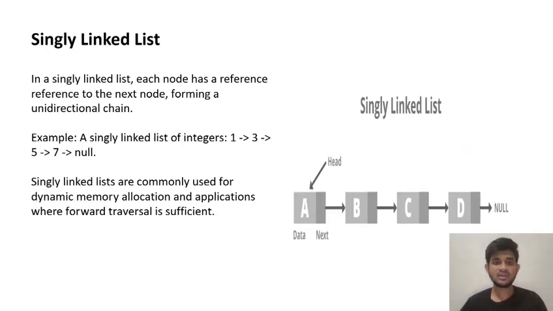First one, singly linked list. In a singly linked list, each node has a reference to the next node, forming a unidirectional chain. Singly linked lists are commonly used for dynamic memory allocation and applications where forward traversal is sufficient. As shown in the figure, there are four nodes which contain a data field and the next or the link field. That is, A, B, C, D is the data which is present in the nodes, and each node's next or link is connected to the next node's data.